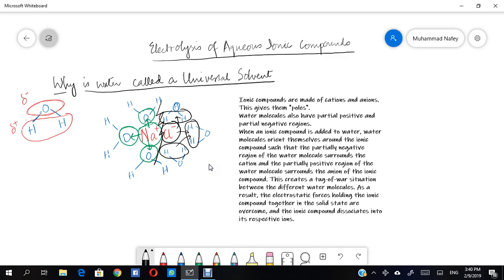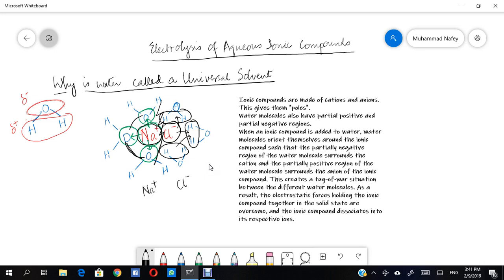Let's summarize this once again. Sodium chloride was added to water molecules. The water molecules oriented themselves around the sodium chloride such that the negatively charged regions of the water molecules surrounded the cationic region and started pulling the cation towards themselves, and the positively charged regions of the water molecule surrounded the anionic region and started pulling the anionic region towards themselves. As a result of this tug of war, the electrostatic forces of attraction holding the cation and the anion together were broken, and we get dissociated sodium ions and dissociated chloride ions.